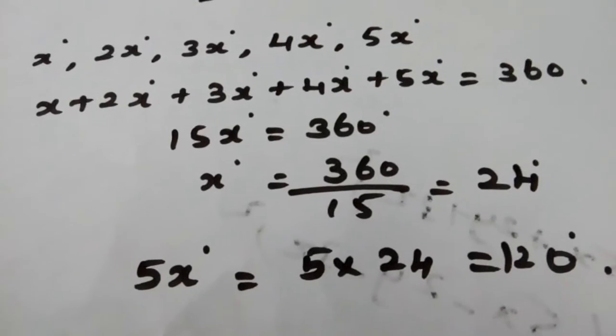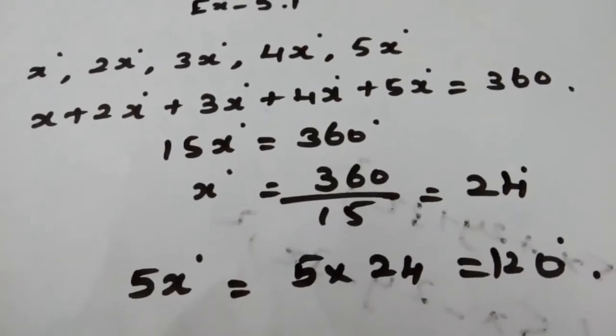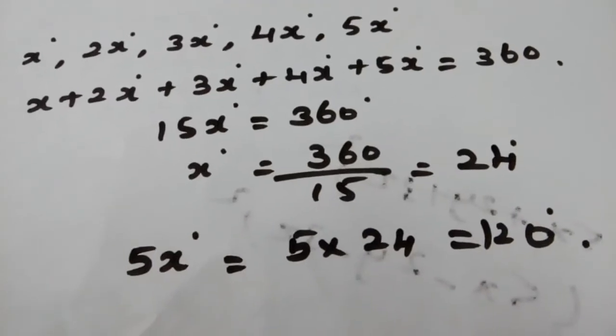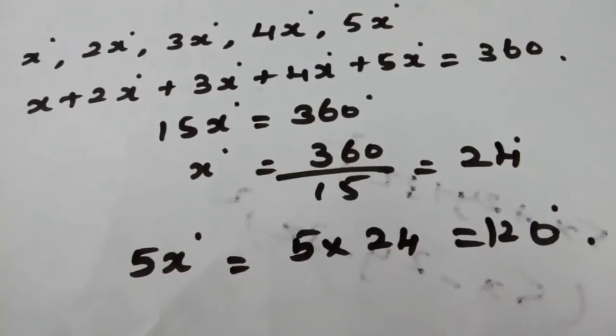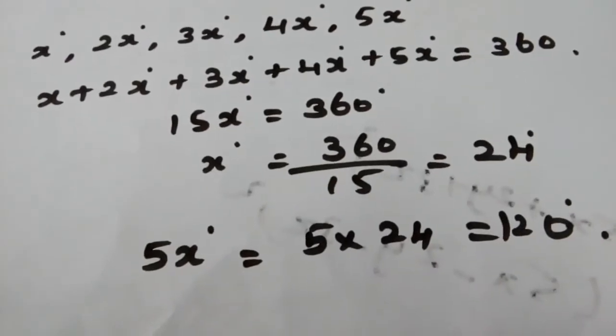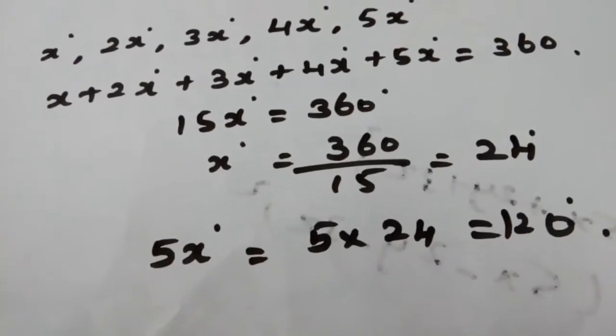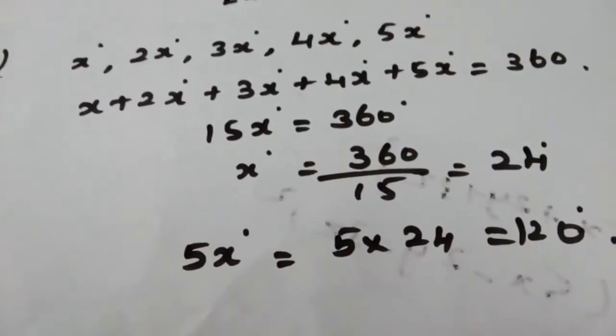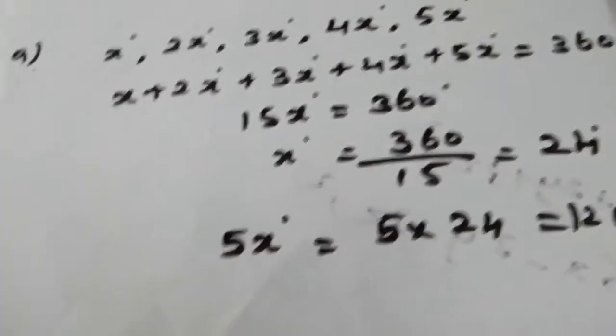So when you add, you get 15x, which is equal to 360. Therefore, x is equal to 360 by 15. The answer you are getting is 24. He asked to find the largest angle, so 5x is the largest angle. So 5 into 24, you get the value 120 degree. That is the answer for this question. This was question number 9.